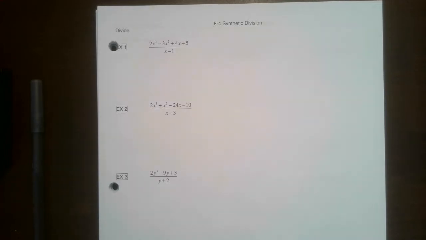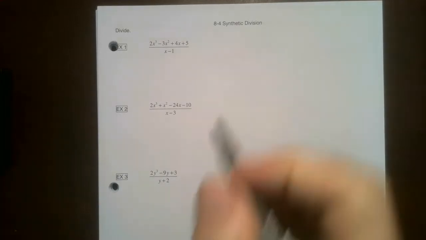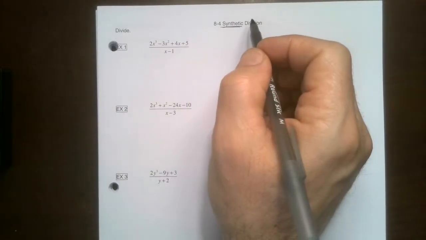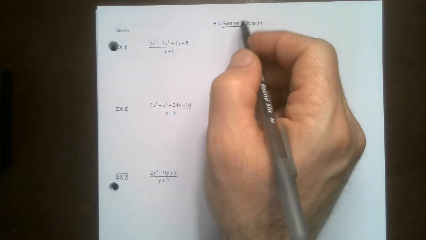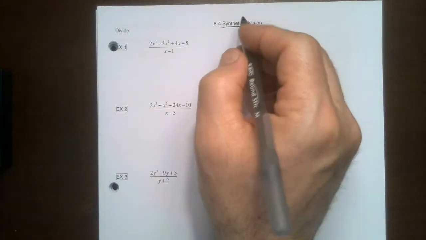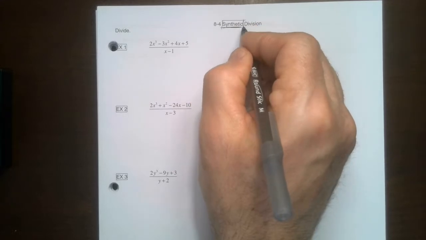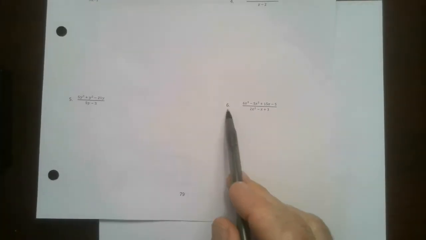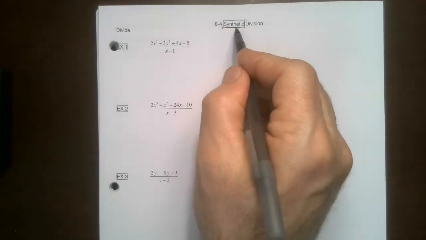So as you can see, we're up to 8-4, synthetic division. If you're thinking about oils and you have a synthetic oil, it's improved. So you can think of it that way. Some of you are going to say, well, why didn't you just show us this if this is so much better than long division? And the answer to that is crazy problems like number 6, where you've got this wacky denominator. Synthetic division will not work. So there is a need for long division. Having said that, let's talk about synthetic division.